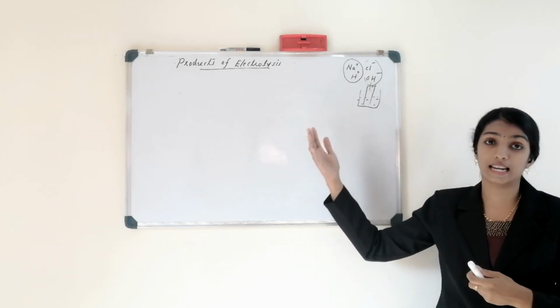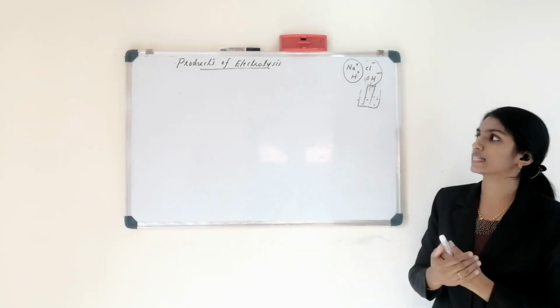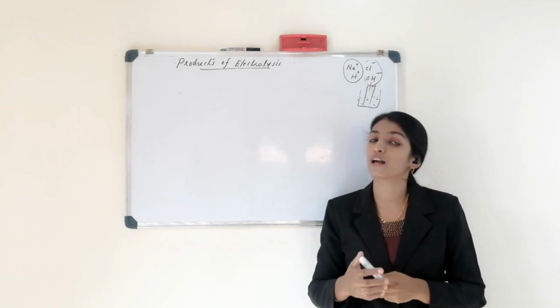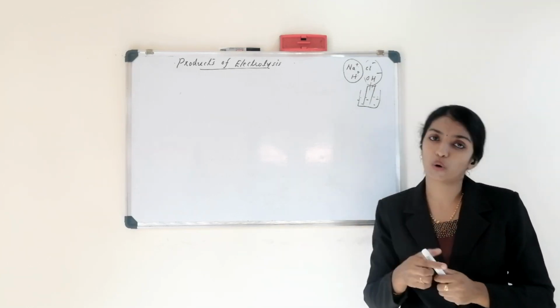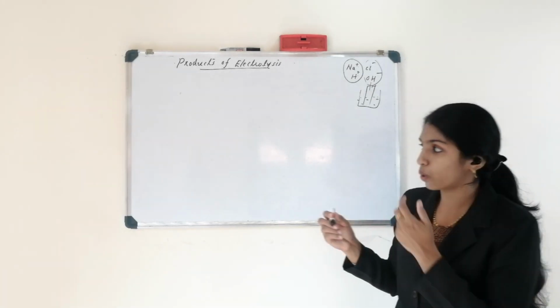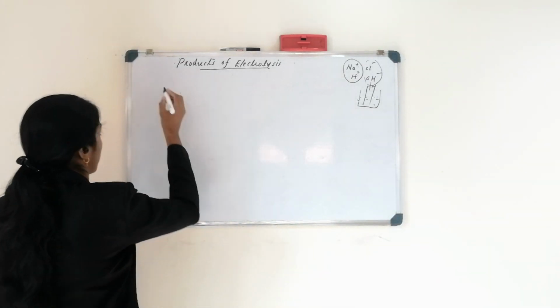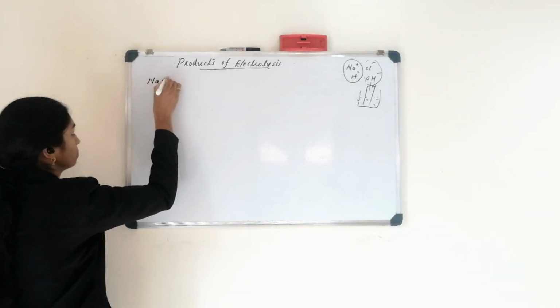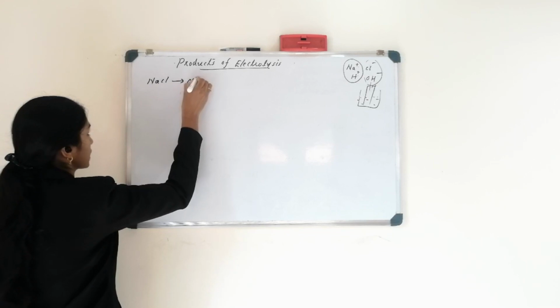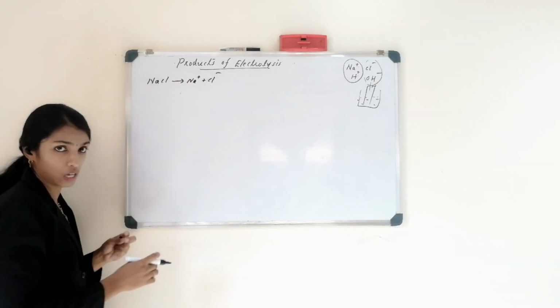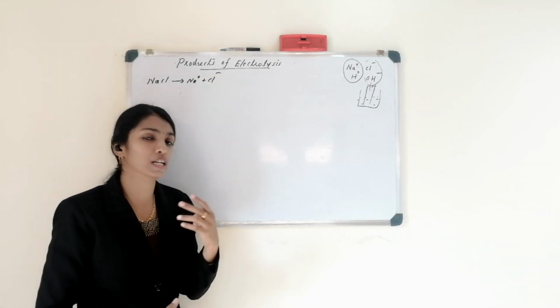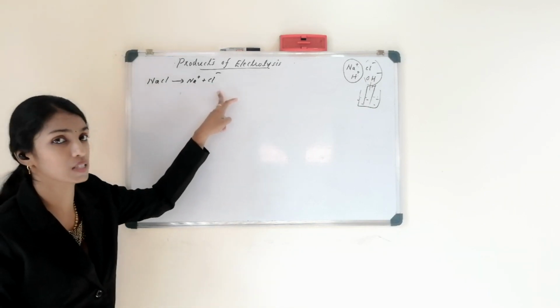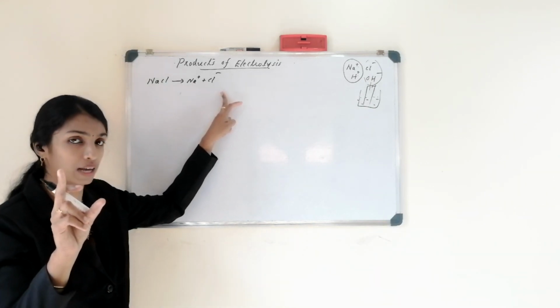Okay, that we will discuss later. Now, let's see the product of electrolysis when we use molten sodium chloride. When we use molten sodium chloride, it dissociates to form Na+ ion and Cl- ion. So in our electrolytic solution, the ions are Na+ and Cl-, right?